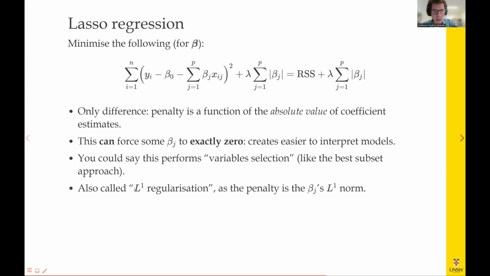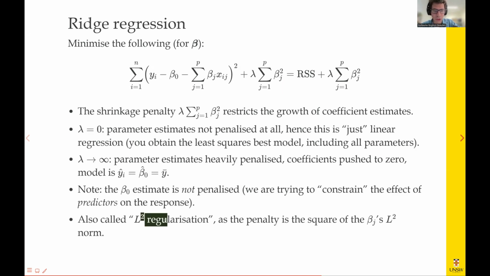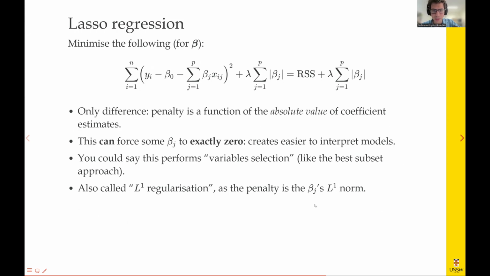Okay, and here I don't think I said it before, but in the previous slide, this is just a bit of terminology. Ridge is also called L2 regularization because the penalty is the square of the betas, so it's the L2 norm. But I think for us those terms don't matter too much.